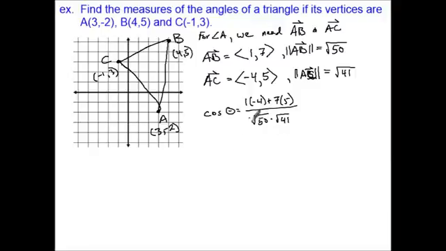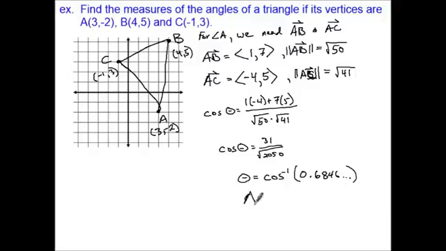Okay, plugging this mess into my calculator eventually gets me to 31 over root 2050, which is kind of messy, but getting that typed into my calculator, turning that into a decimal, and then basically what I need to do from there is inverse cosine that icky decimal, which in this case works out to be 0.6846, and going on forever. So that gives me angle A. I guess I should use an A right there. Angle A equals 46.789, so I'm just going to round that to 46.8 degrees. Alright, so there's angle A.